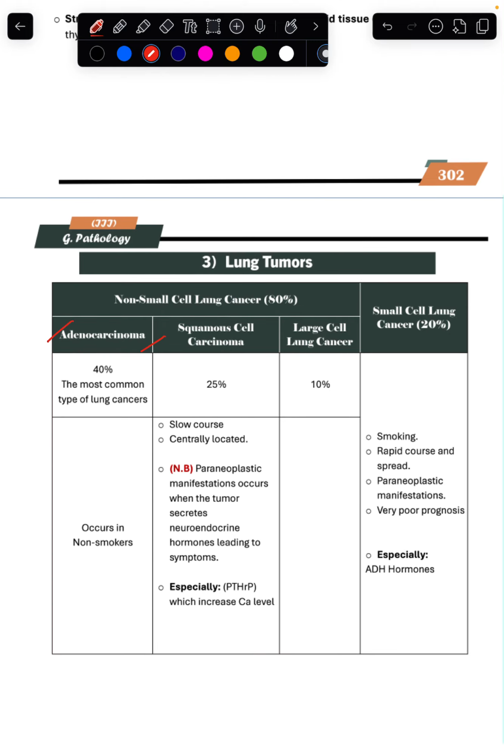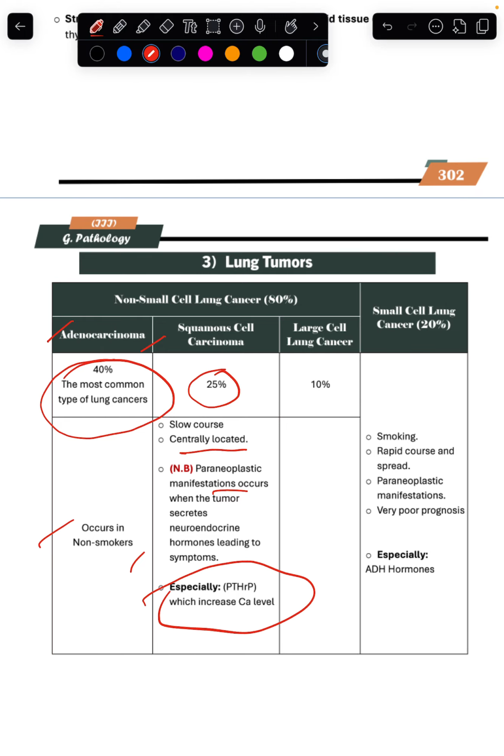Adenocarcinoma is non-small cell, about 40% of lung tumors. Most common is adeno. Second is squamous cell carcinoma, occurs in smokers, slow, centrally located. Paraneoplastic syndromes are very common, especially PTHrP, with increased calcium level. Large cell and small cell: smoking is very common, paraneoplastic, very poor prognosis.